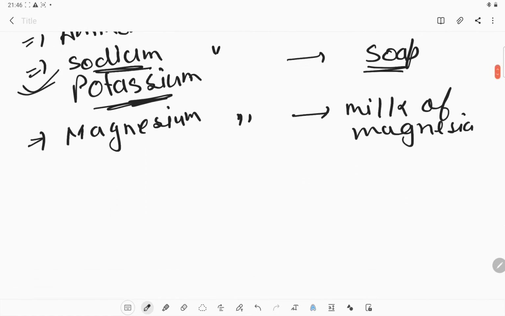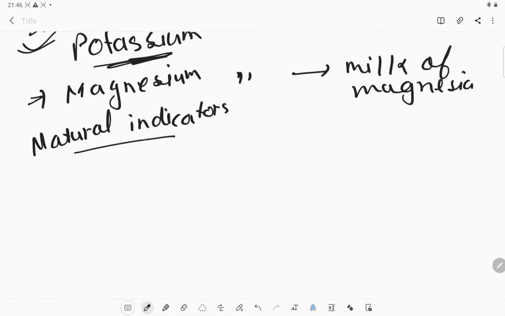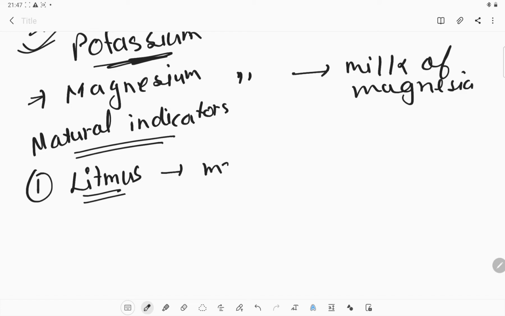So we talked about natural acids and natural bases. What are the natural indicators? Let's talk about the indicators now. What is a natural indicator? As we have already read, litmus. Litmus is a very good natural indicator. We can also say that this is a natural dye. What is litmus? Litmus is a natural dye.